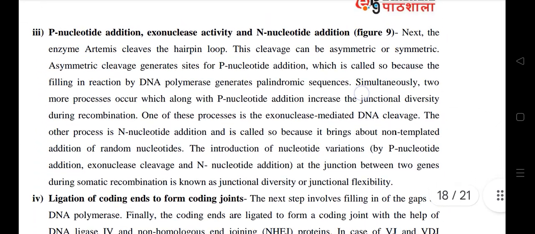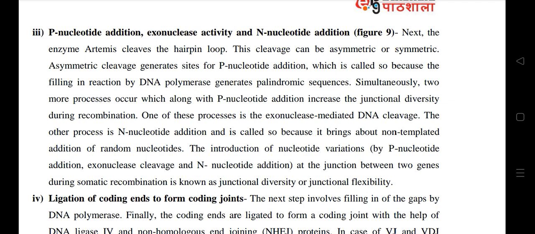P nucleotide addition, exonuclease activity, and N nucleotide addition. Next, the enzyme Artemis cleaves the hairpin loop. This cleavage can be asymmetric or symmetric. Asymmetric cleavage generates sites for P nucleotide addition, which is called so because the filling-in reaction by DNA polymerase generates a palindromic sequence. Simultaneously, two more processes occur which, along with P nucleotide addition, increase the junctional diversity during recombination.